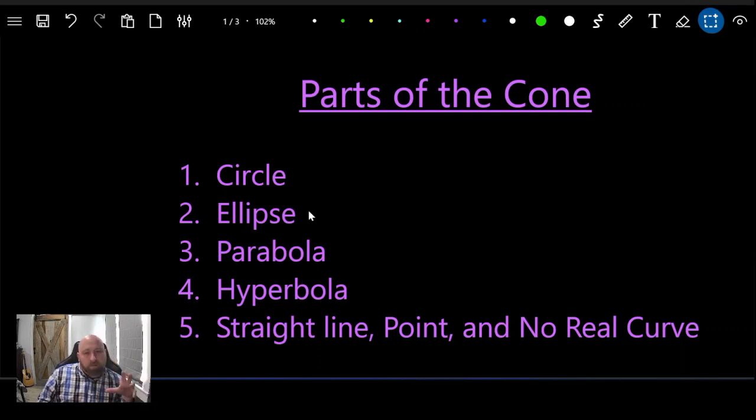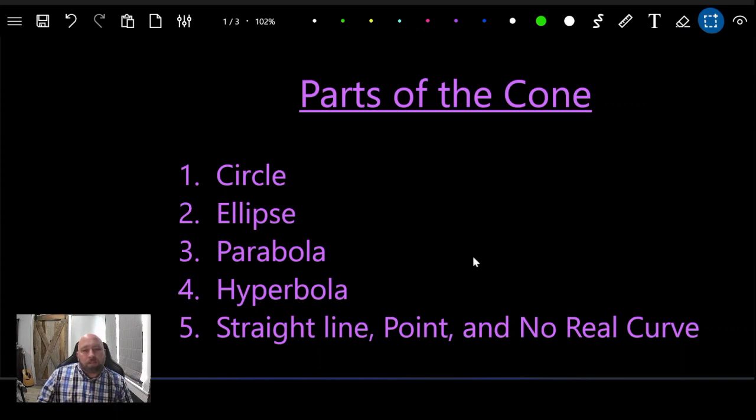These first four are the ones we're going to be talking about in this chapter. We've already talked about straight lines. We know what straight lines are, and we've already dealt with that. Points, we already know what a point is. And then no real curve means it could be using imaginary numbers and things like that. So it's like a curve, but not a real curve. We won't get into that really in this section. I just put those all together: the straight line, the point, and the no real curve. We're not going to talk about those very much. This is where we're going to focus our time: the circle, the ellipse, the parabola, and the hyperbola.